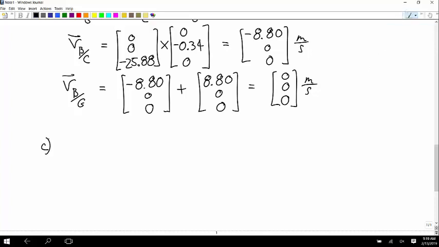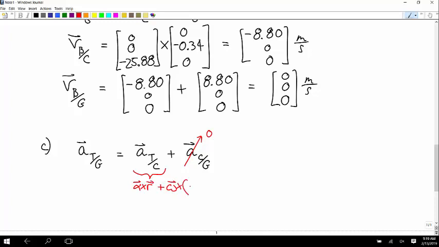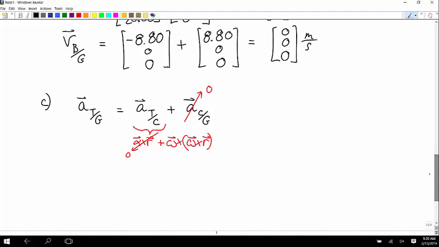Okay, so for part C, we want the acceleration of the top. And the acceleration of the top relative to the ground is equal to the acceleration of the top relative to the center plus the acceleration of the center relative to the ground. This bike's moving with a constant velocity, so there's no acceleration of the center relative to the ground. The acceleration of the top relative to the center, that's circular motion. And this one goes away because there's no angular acceleration.